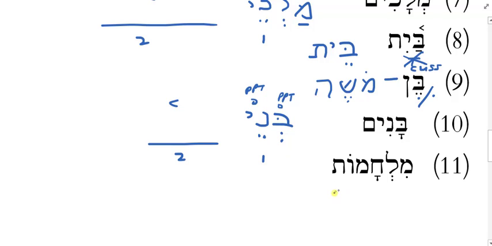Okay, now the last one is milchamot. Who remembers what the singular form of milchamot is? Where does the ot come from? Yeah, it's the feminine plural ending, so the normal feminine singular would be qamets-he, right? Qamets-he changes to ot to make it plural. So milchama. And what is a milchama?